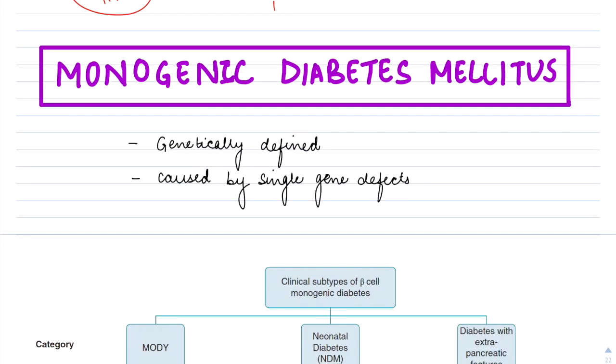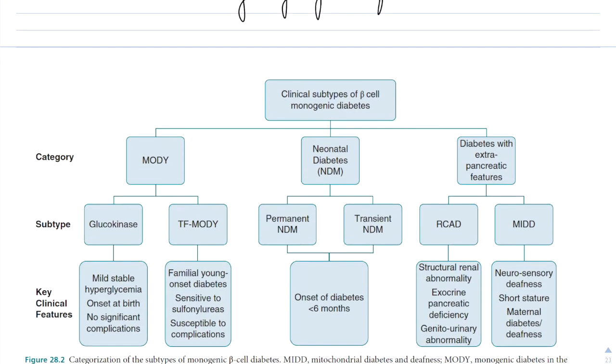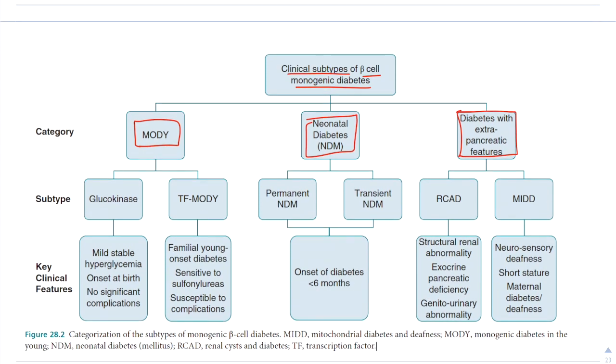Now we'll study the class of monogenic diabetes in brief. Monogenic diabetes mellitus is the group which contains genetically defined diabetes caused by single gene mutations. We can divide the clinical subtypes of beta cell monogenic diabetes into maturity onset diabetes of the young, neonatal diabetes, and diabetes with extra pancreatic features.